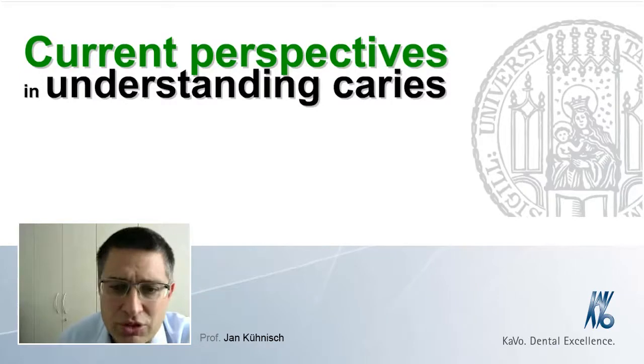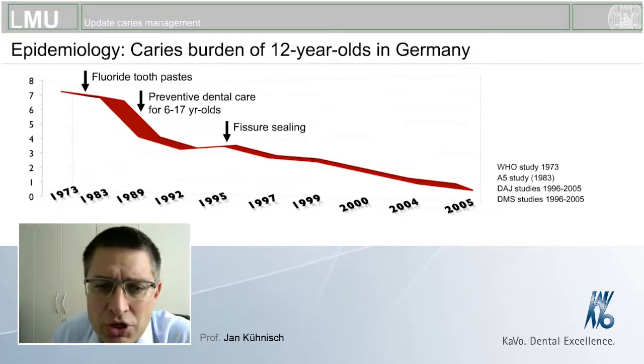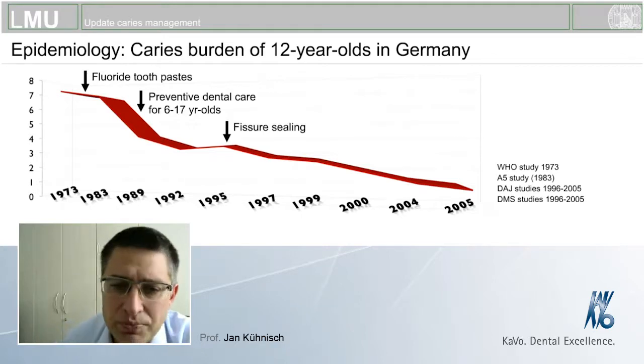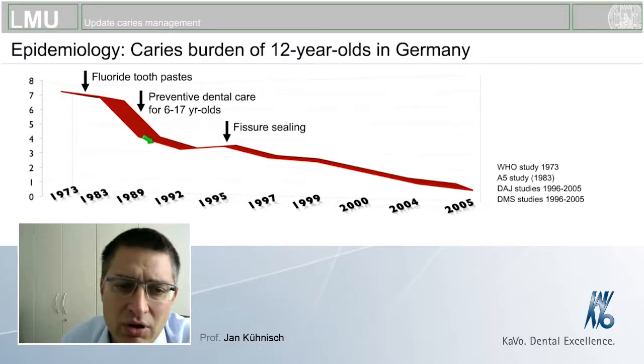What are the current perspectives in understanding dental caries? I would like to give you a short overview where we are in Germany. What we have seen over the past more or less 4 decades, and the most recent numbers were published this year. And I can tell you that today we are here at the number of 0.5 DMF. And if you have a look where we came from, then it's very clear that there is a caries decline.